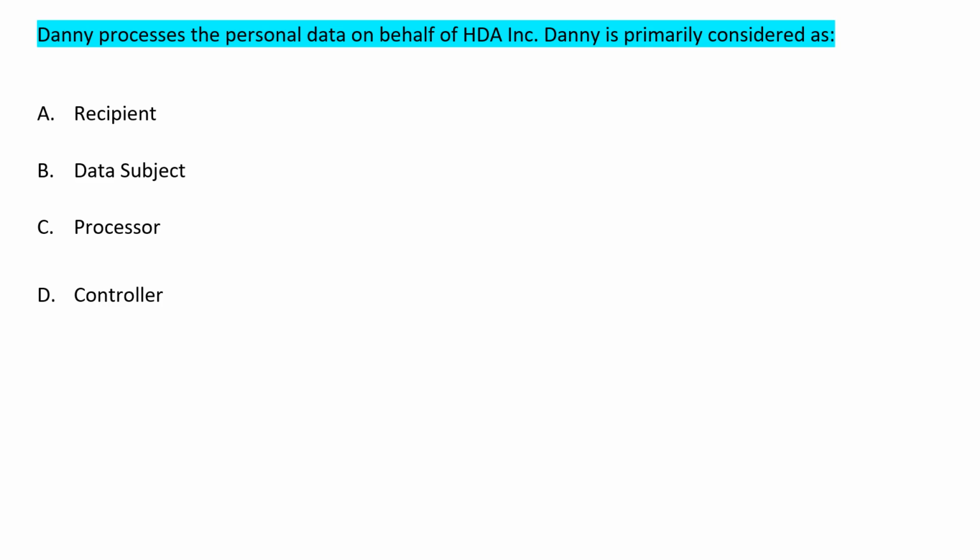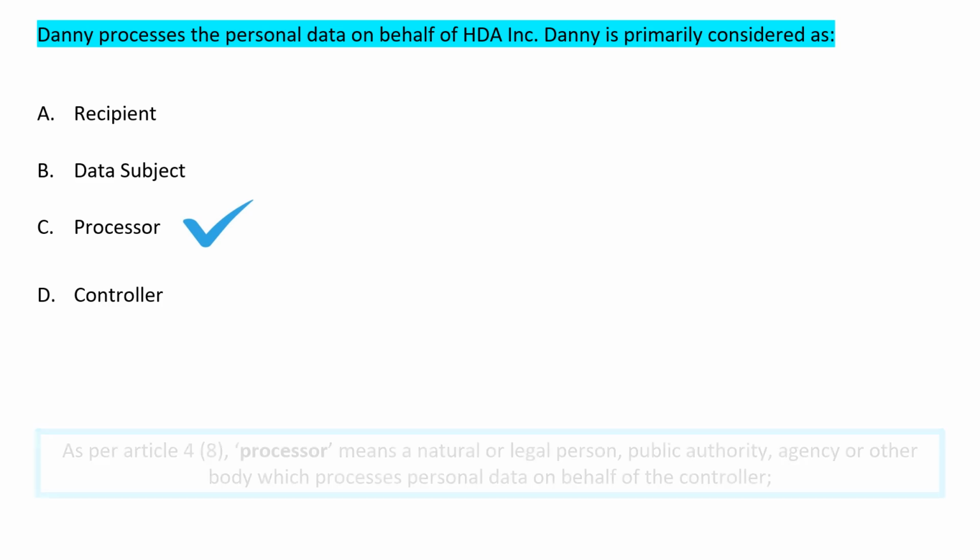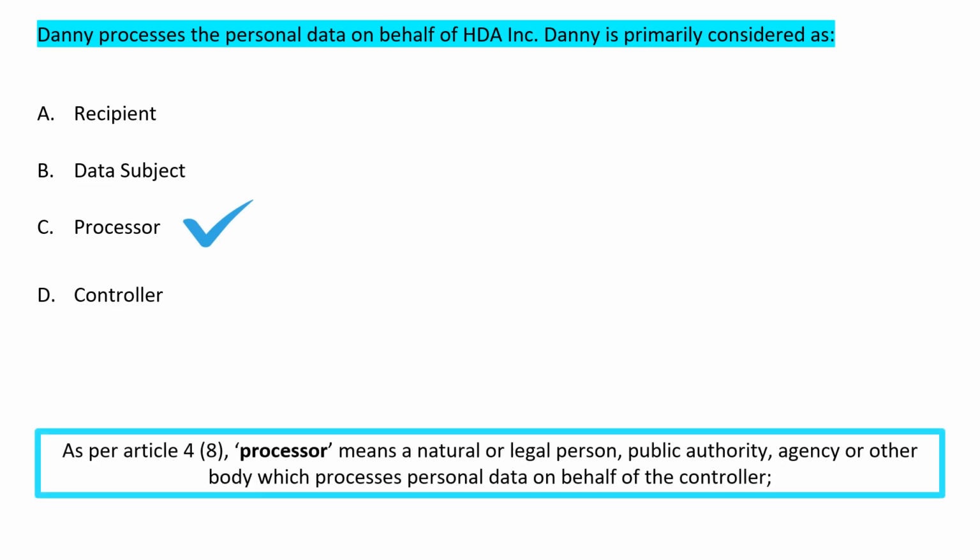Next question. Denny processes the personal data on behalf of HDA. Denny is primarily considered as. Correct answer is option C, processor. Article 4.8 defines the processor. Processor means any natural or legal entity which processes the personal data on behalf of the controller. So they cannot decide the means and purpose of processing.